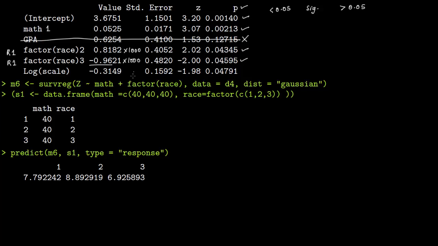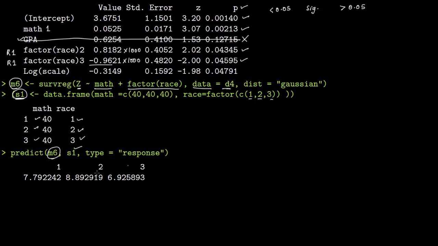Now since GPA is not a significant factor, for prediction purposes we have to drop GPA. So you make a new model M6 in which you keep the Z, but you now have math and race as the only factors. You have dropped GPA out. Your data is the same data set D4, distribution is Gaussian. This is your data frame. Your math score is 40, 40, 40. Your race is 1, 2, 3, 1, 2, 3.